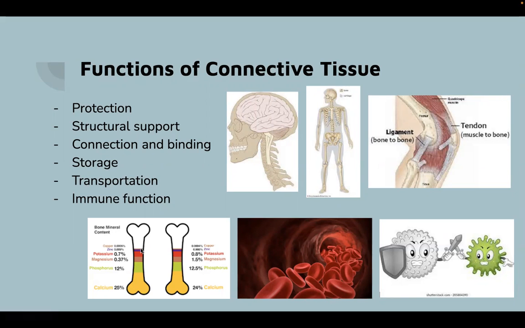It is important in transportation as well, as blood, which is a connective tissue, transports nutrients, gases, and waste throughout the body. So I try to represent that over here. And connective tissues help with immune function, as many connective tissues contain white blood cells that protect the body from invaders.